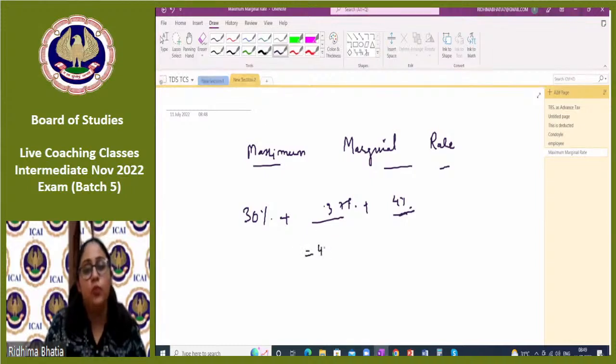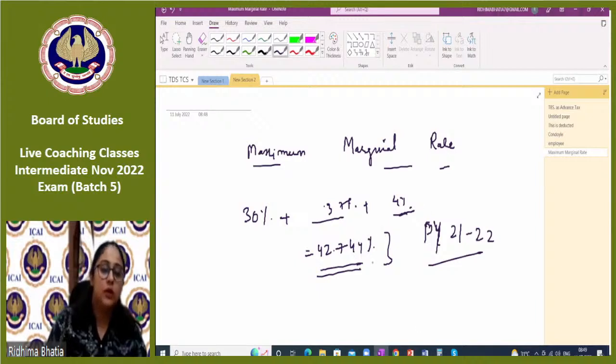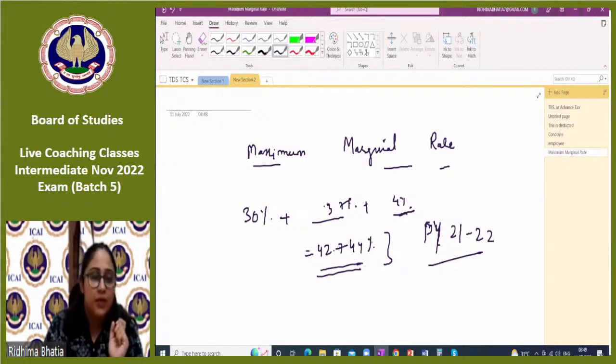So 42.744% is the maximum marginal rate for previous year 21-22. किसी भी ईयर का हाईएस्ट टैक्स रेट जो इंडिविजुअल कैटेगरी पे है, उससे हाईएस्ट सरचार्ज रेट जो इंडिविजुअल कैटेगरी पे है, प्लस सेस वुड कम टू MMR. So 30 plus 37% plus 4%.